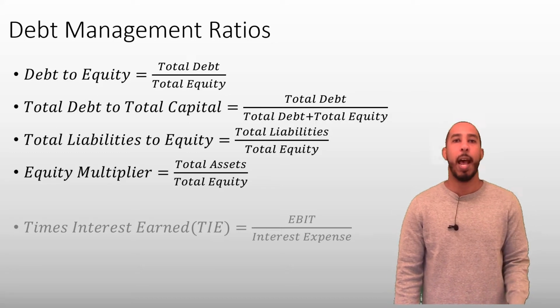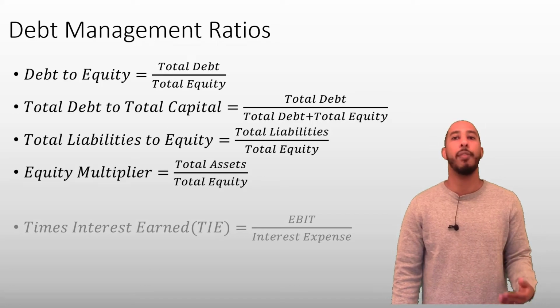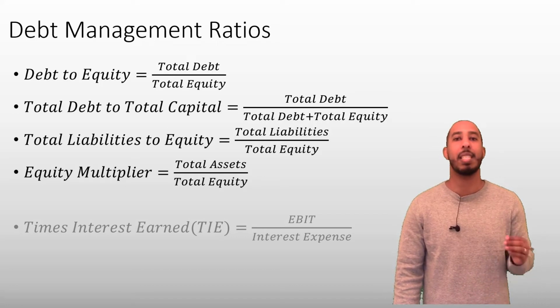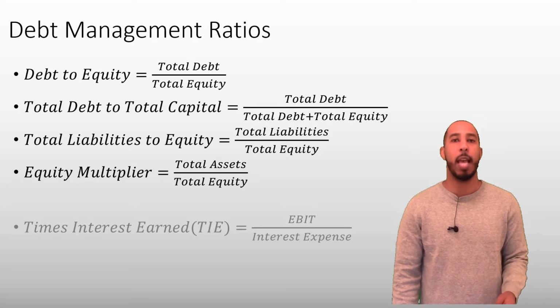So what had to have happened between last year and this year? Well, we have a lot more assets, but the same amount of equity. That means debt must have been used to purchase those assets and add them to our balance sheet.